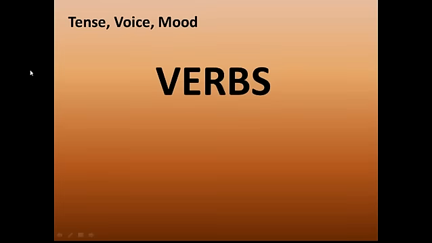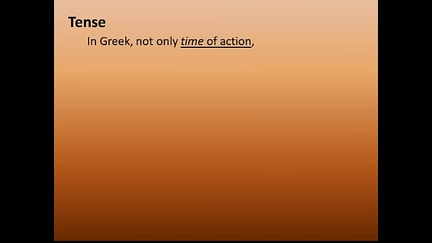All right, so let's talk about verbs. When we talk about verbs, we're going to talk about tense, voice, and mood, and we will explain what we mean by each of these things in this lesson. Tense, we think of in English as having to do with time of action. We think of the present tense, something that's happening now, the future tense, something that's happening in the future, the past tense, something that has already happened.